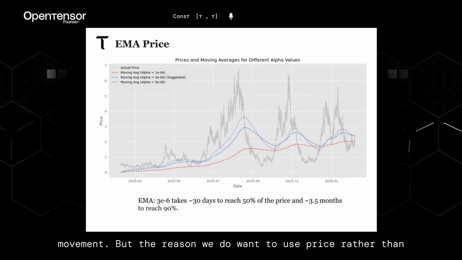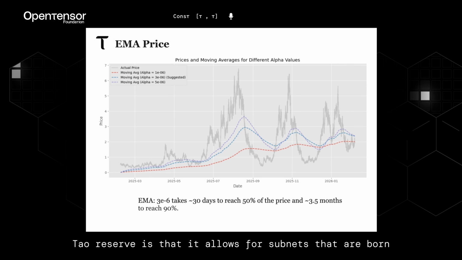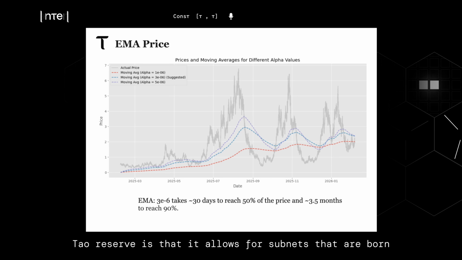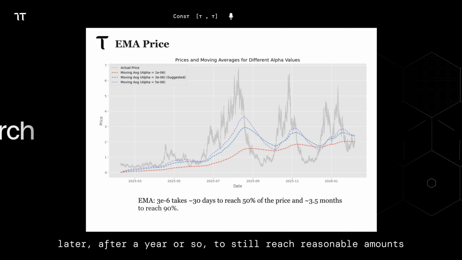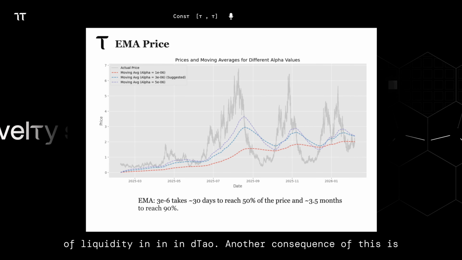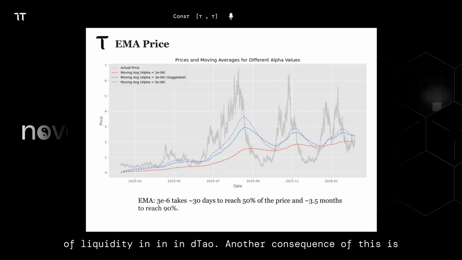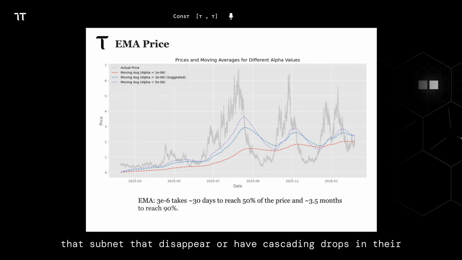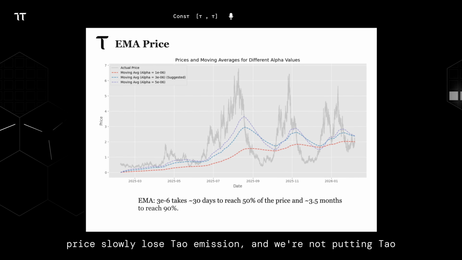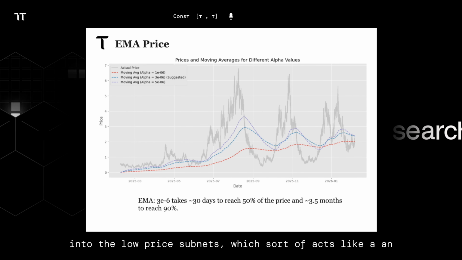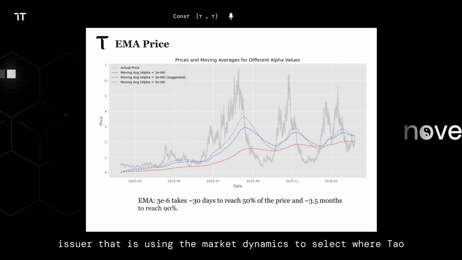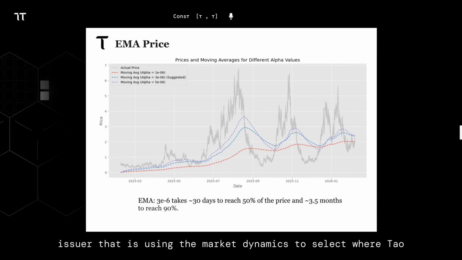But the reason we do want to use price rather than tau reserve is that it allows for subnets that are born later, after a year or so, to still reach reasonable amounts of liquidity in dTAO. Another consequence of this is that subnets that disappear or have cascading drops in their price slowly lose tau emission, and we're not putting tau into the low price subnets, which sort of acts like an issuer that is using the market dynamics to select where tau should go.